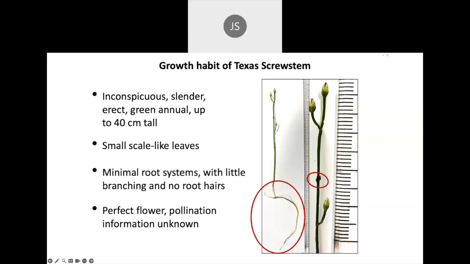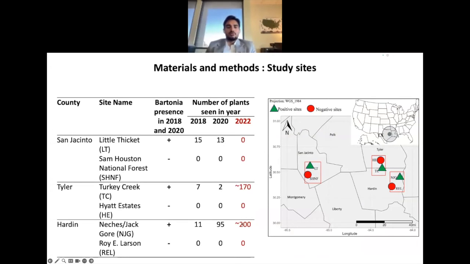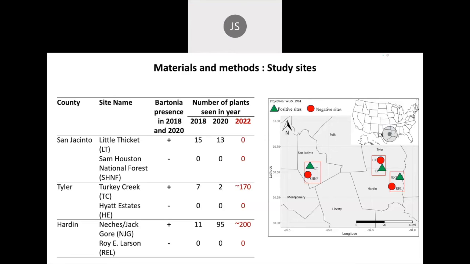Yeah, exactly. But this time we saw the largest population that has ever been recorded. We saw around 200 plants at one of our positive sites in Hardin, and 170 plants at Turkey Creek in Tyler. So this was the biggest population ever recorded. Well, you have me beat, my friend. I've never seen more than 30 plants at the few sites I've seen. Yeah, it's really rare.